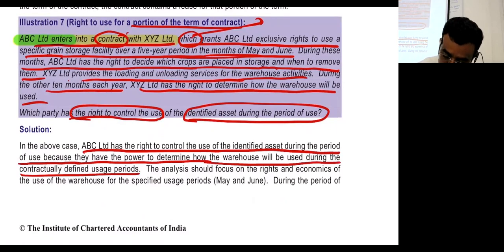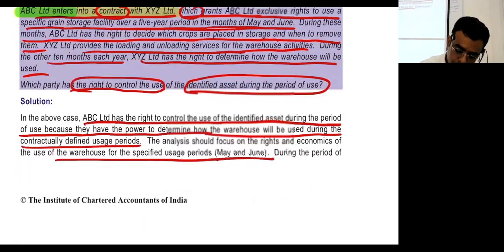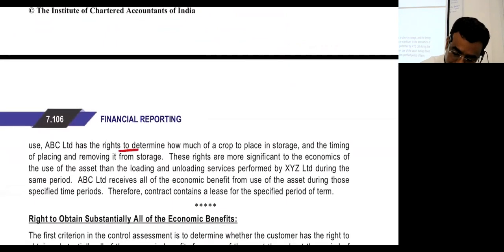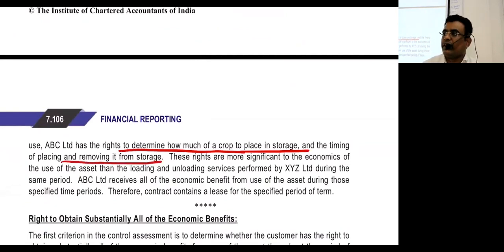This analysis should focus on the right and economic use of the warehouse for the specific usage period, May and June. During the period of use, ABC Limited has the right to determine how the crops are placed in the storage. And how I place the crops, what I do, the full rights are with me. The timing of placing and removing from storage, when to place and when to remove, those rights are with me.